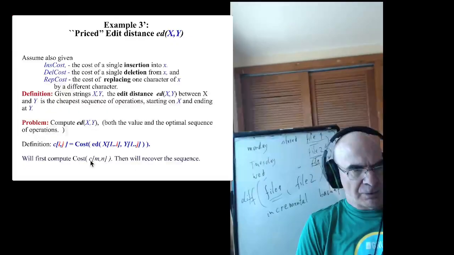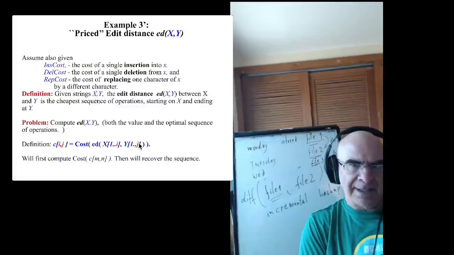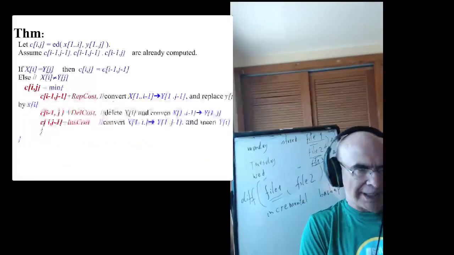What does the user want to know? The user wants to know the cost, the edit distance, which is Cmn. What is Cmn? It corresponds to the prefix of all m characters of x and all n characters of y, the prefix that contains the whole of x and the whole of y, the whole strings.